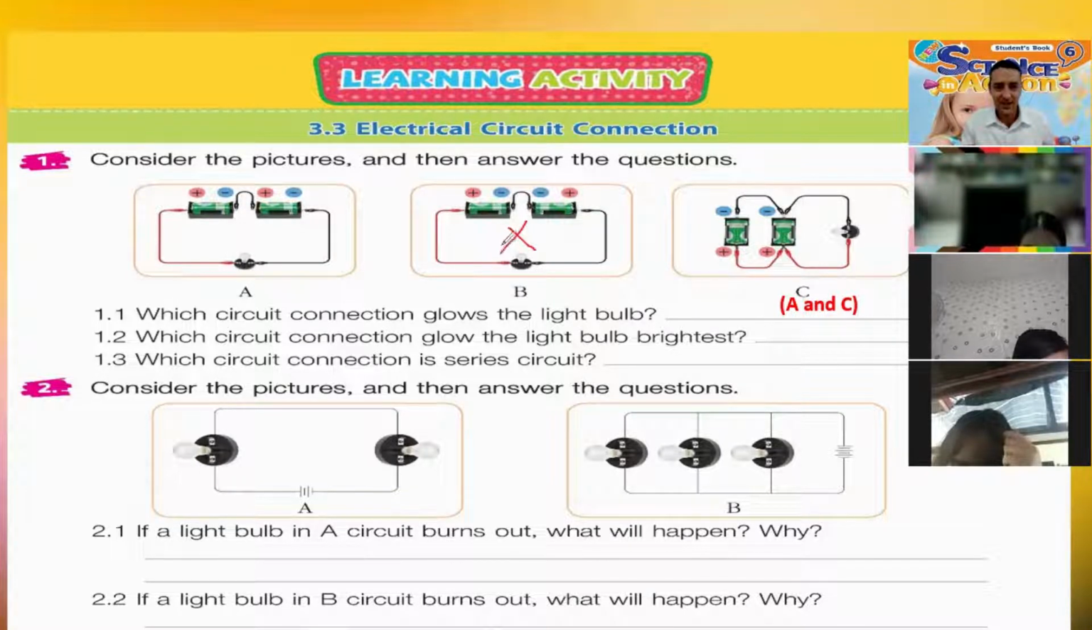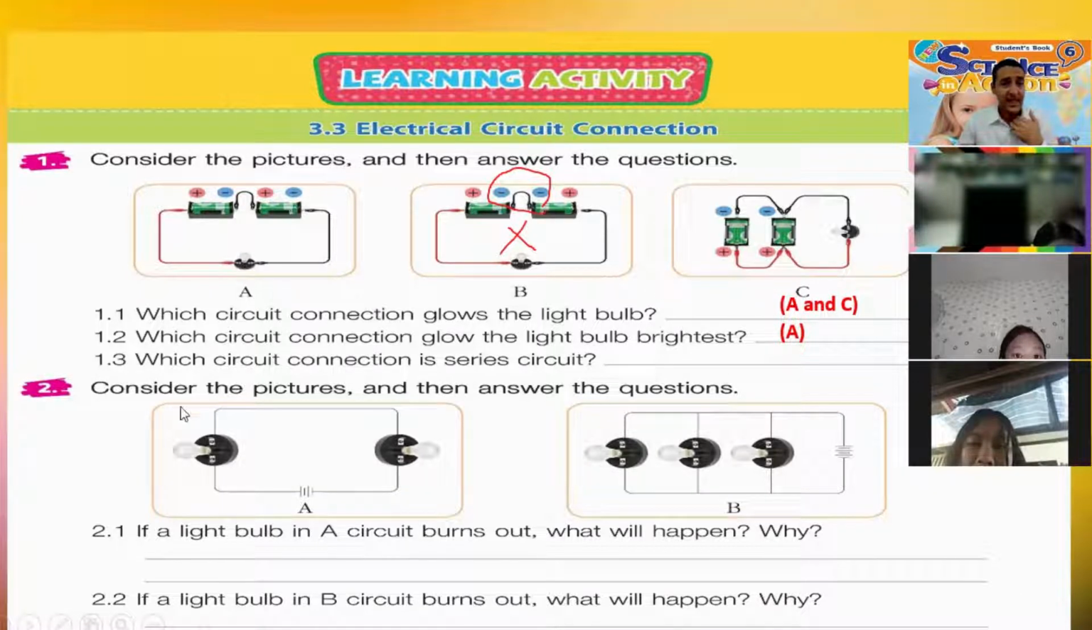B, I guess that's not the correct answer, because as you can see here, the circuit is not correct. So B is not correct. As we already learned, the flow of the current will be brighter in circuit A. So A is the correct circuit.